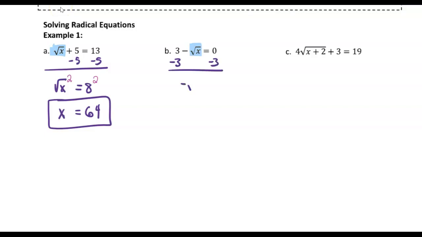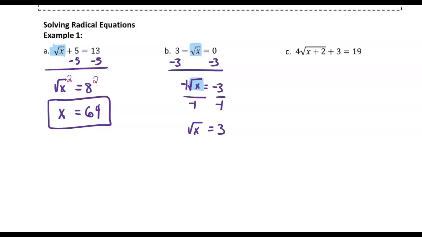So we subtract 3, and we have negative square root of x equals 0 minus 3, which is negative 3. All right, think of this negative square root of x as negative 1 times square root of x. Now we cannot square yet. You have to have this square root symbol all by itself. So we want to divide by negative 1 on both sides. So we get the square root of x equals positive 3. And now the square root is by itself.